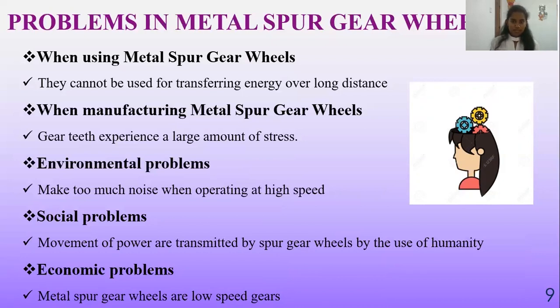The next problem type is social problems. Social insufficiency problems arise when there are special design constraints. Finally, I'm going to talk about the economic problems.